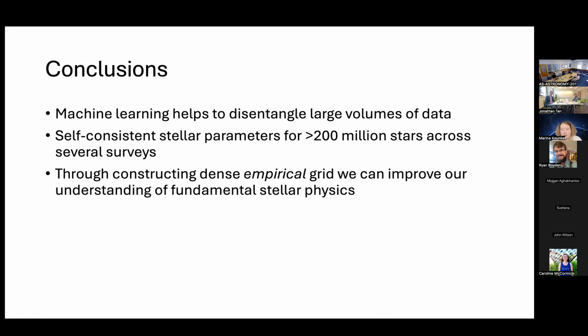Like a century ago, when we were able to derive the empirical grid of spectral types, that was acting as a stepping stone to understand the fundamental stellar physics. I hope that as we dive deeper into all of these parameters and try to understand all of these stars in more detail, we can further our understanding of stellar physics even more, and not just understanding stars, but stellar populations as well. All right, thank you.